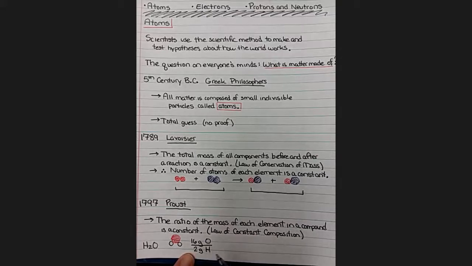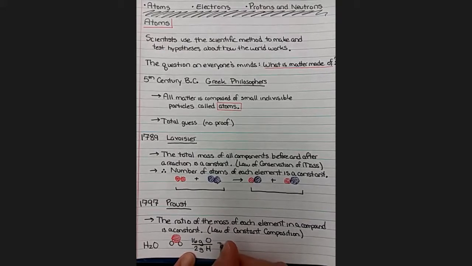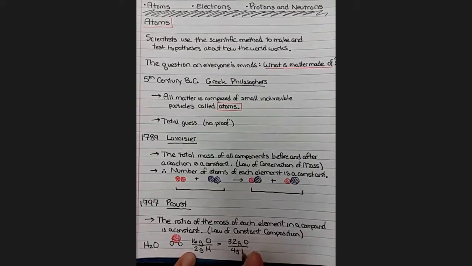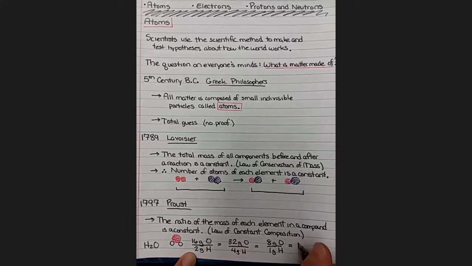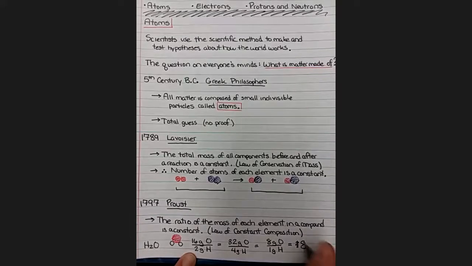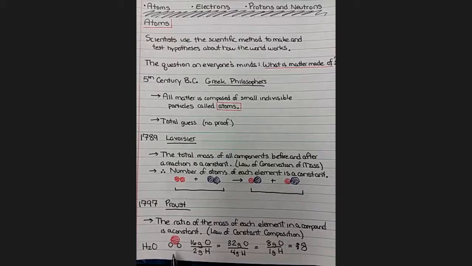So here we have a ratio of 16:2, the ratio is 8. So if we had 32 grams of oxygen that were detected, then there must be 4 grams of hydrogen, so that that ratio 32/4 equals 8. Or if we have 8 grams of oxygen, then we must have 1 gram of hydrogen. So the ratio of the masses of the different elements, no matter how much of each there is, the ratio is always a constant for constant composition.